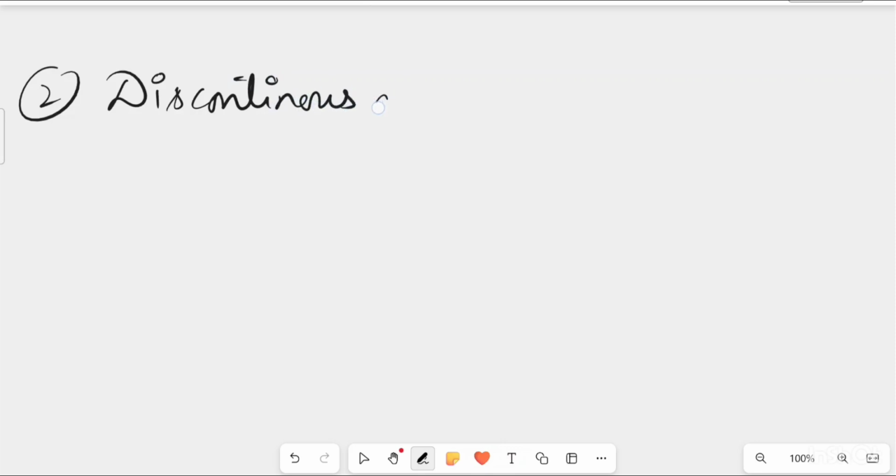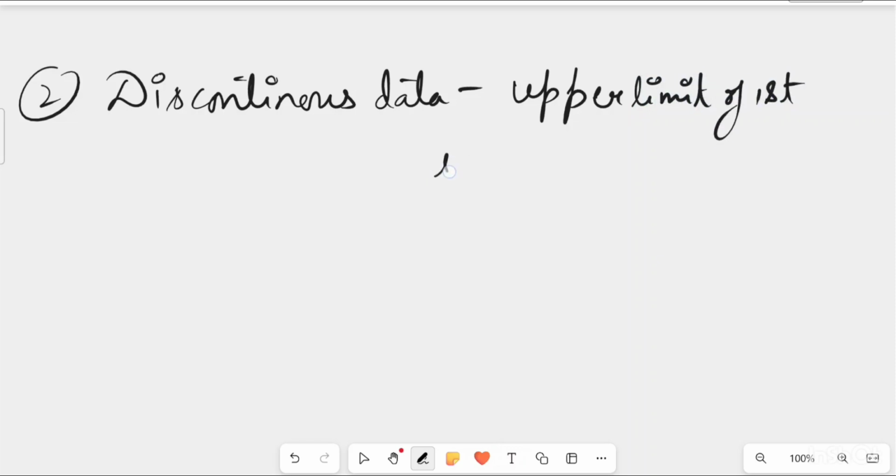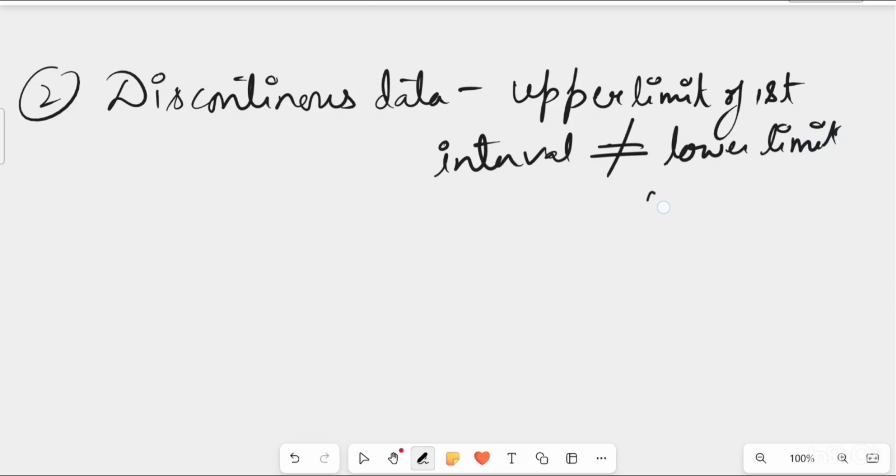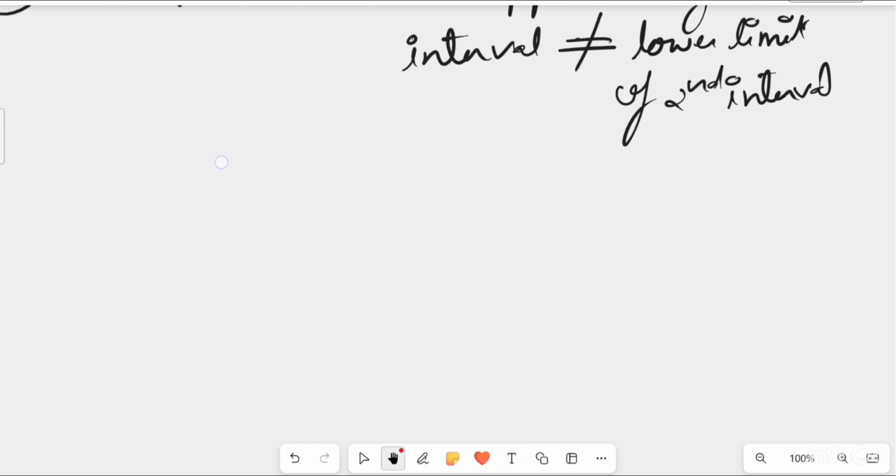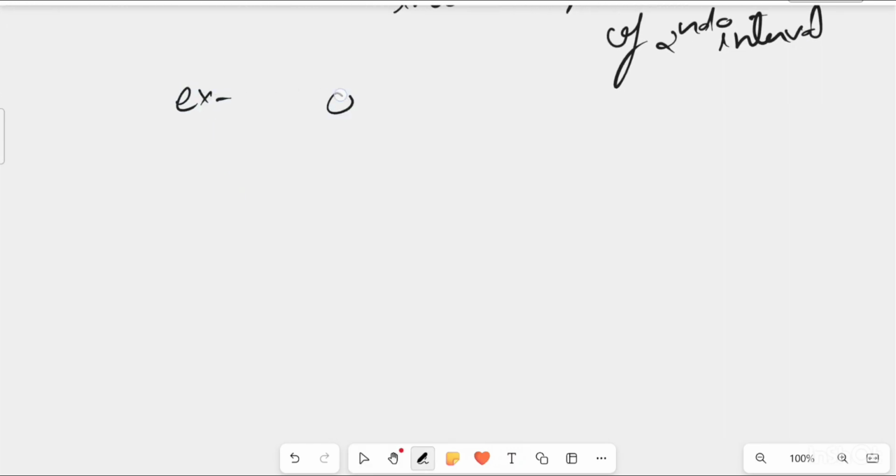Now discontinuous data. If upper limit of first interval is not equal to lower limit of second interval, then it will be the discontinuous data. For example, 0 to 9, then 10 to 19, 20 to 29. So this will be the discontinuous data.